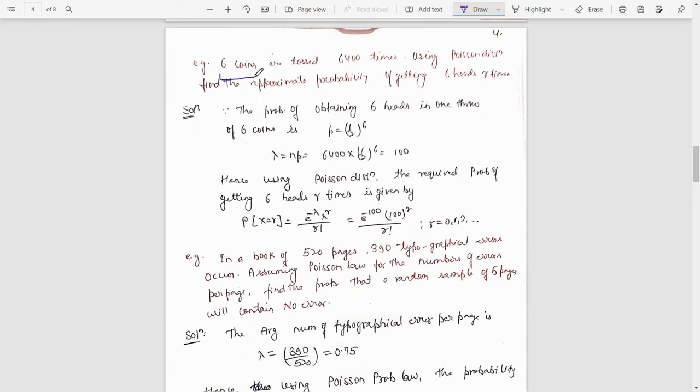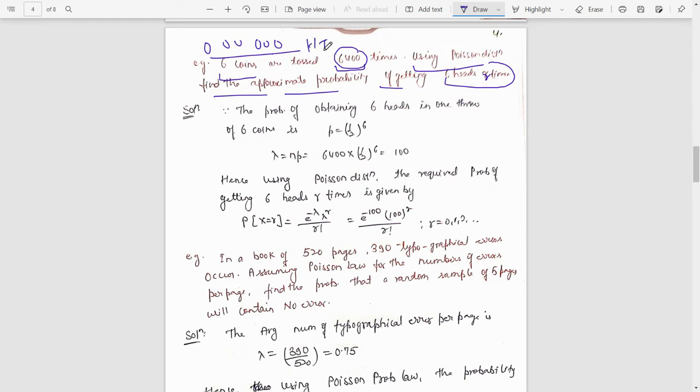Here, six coins are tossed 6,400 times. So this is the number that you have to put. Using the Poisson distribution, find the approximate probability of getting six heads R number of times. So it is saying that we took six coins and tossed them 6,400 times. Once we toss these six coins together, some coins may have turned up heads.